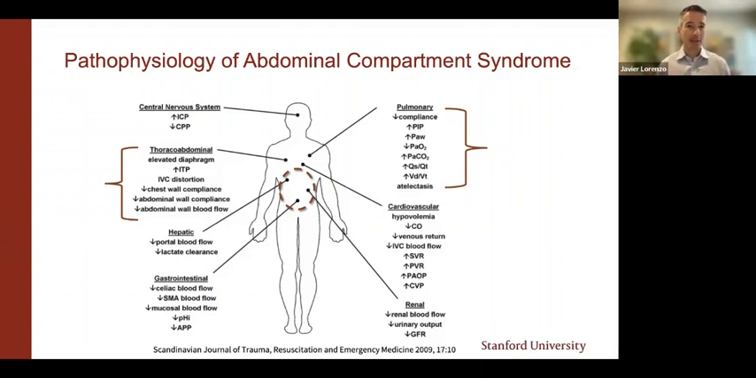The ones that were evident in this patient are that it greatly affected his compliance. It worsened his V/Q mismatch. It increased his work of breathing. It made it much more challenging for him to breathe by having that restrictive physiology. And it wasn't until you decompress him that he actually improved. But it affects a lot of other organs, not just those intra-abdominal organs.